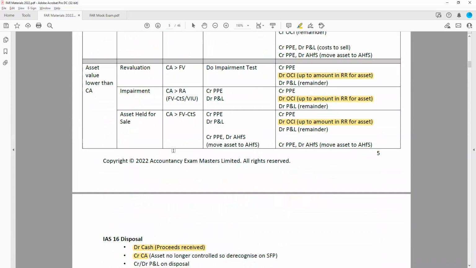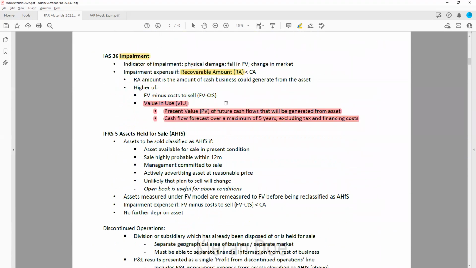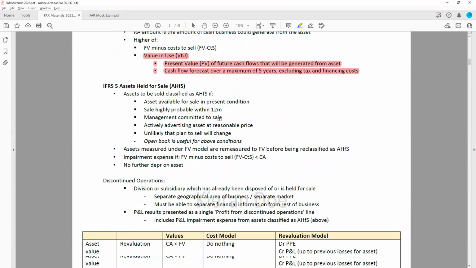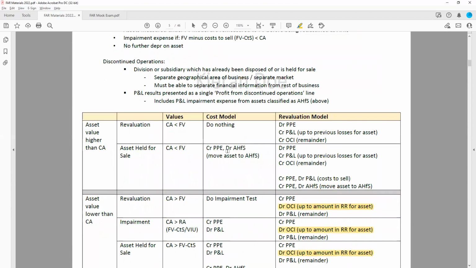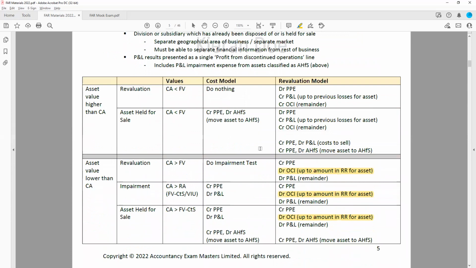But hopefully you can see the overlaps there, both between impairments, which is really just accelerated depreciation, but the revaluation model, when something goes down in value, and impairment, assets held for sale. So you can see the consistency there, the overlap, how we're following that similar accounting treatment.